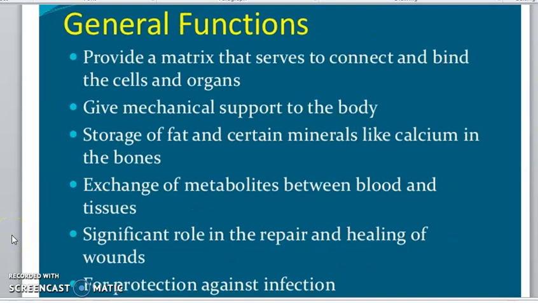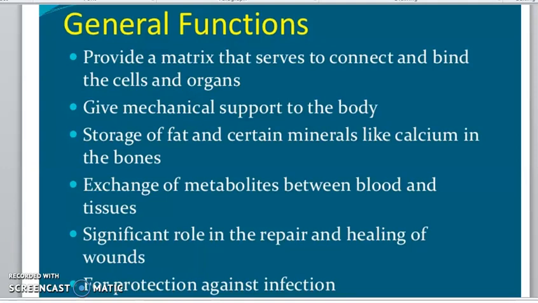General functions include providing a matrix that serves to connect and bind the cells and organs together. Connective tissue also protects against infections. They give mechanical support to the body, storage of fat and certain minerals like calcium in the bones, exchange of metabolites between blood and tissue, and a significant role in the repair and healing of wounds. Fibroblasts, of course, you know that. Fibroblasts play this major role.